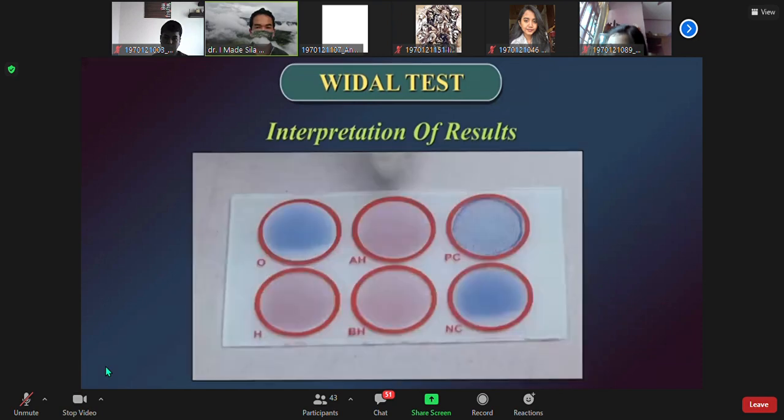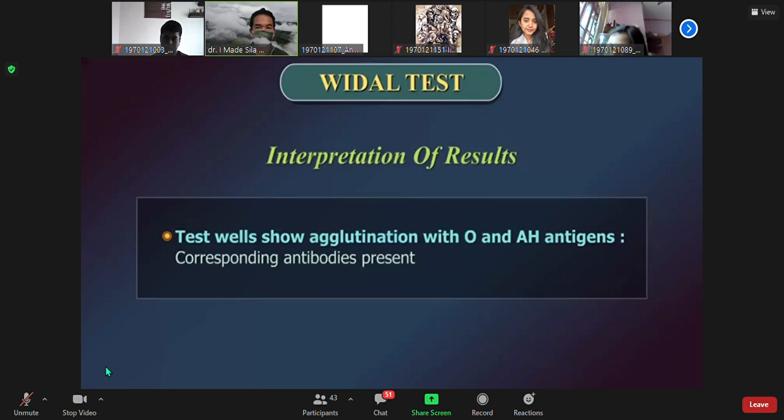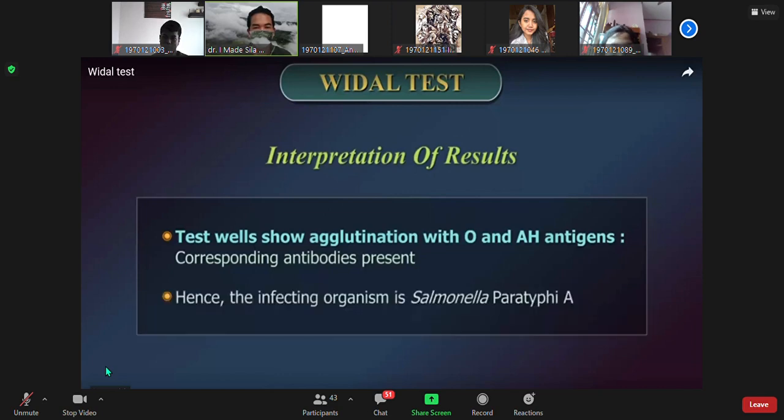serum. As the test wells show agglutination with O and AH antigens, the corresponding antibodies are present in the patient's serum. Hence, the infecting organism is Salmonella paratyphi A.